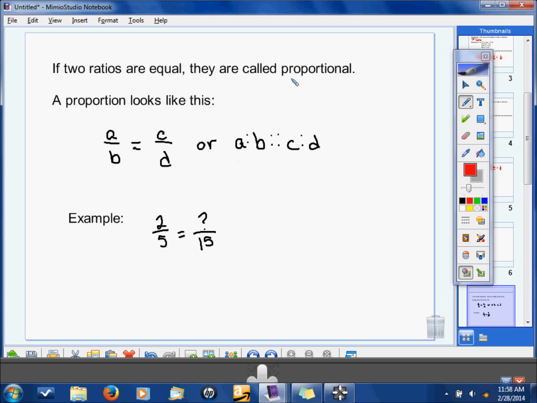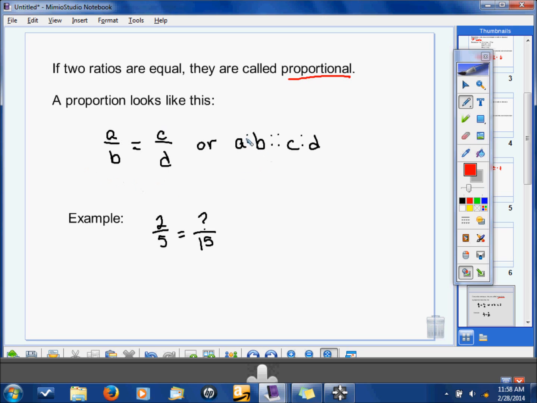This is proportional. If two ratios are equal, they're called proportional. A proportion looks like this: one fraction equals another fraction. On SATs or standardized tests, you might encounter this notation. I say might, I don't know if they're still using it or not. I don't prefer it. I like the fraction ones better.